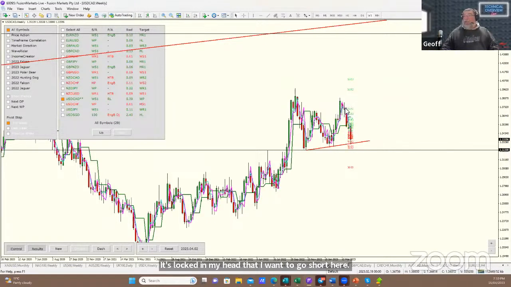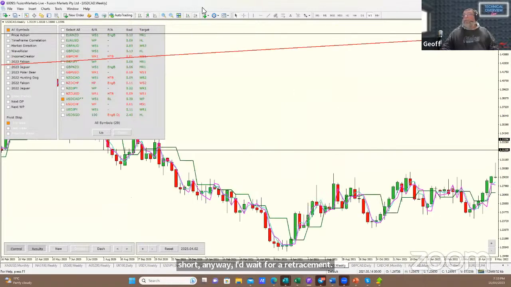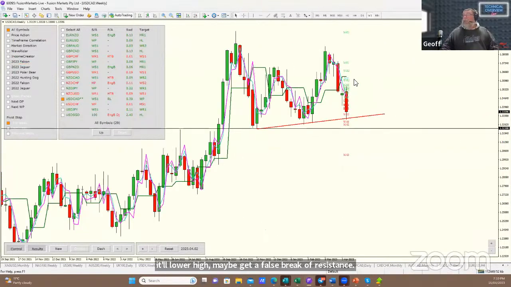And of course, we're at the wrong part of the cycle to go short anyway. I'd wait for a retracement, maybe get a lower high, maybe get a false break of resistance, maybe get a bounce off that monthly pivot. Then that's locked into my head as well. It's also written down in front of me on a piece of paper. So I'm looking for a pullback on dollar versus the CAD. Then I'll be looking to trade it short. Simple as that. And that's where I am at with my game changer bars for the week.